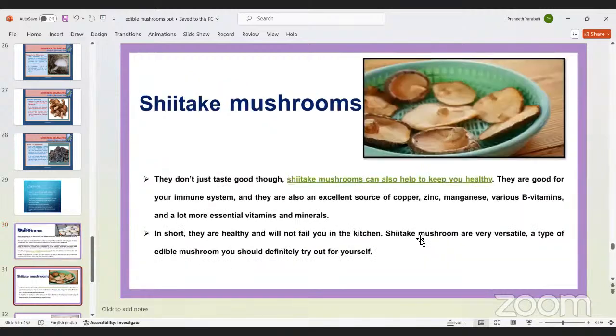So shiitake mushroom. They do not just taste good though. This shiitake mushroom can also help to keep you healthy. They are good for the immune system and an excellent source of copper, zinc, manganese and various B vitamins, and essential vitamins and minerals are also present in the shiitake mushroom. So in short, they are healthy and will not fail you in the kitchen. Shiitake mushrooms are very versatile. It is a type of edible mushroom.